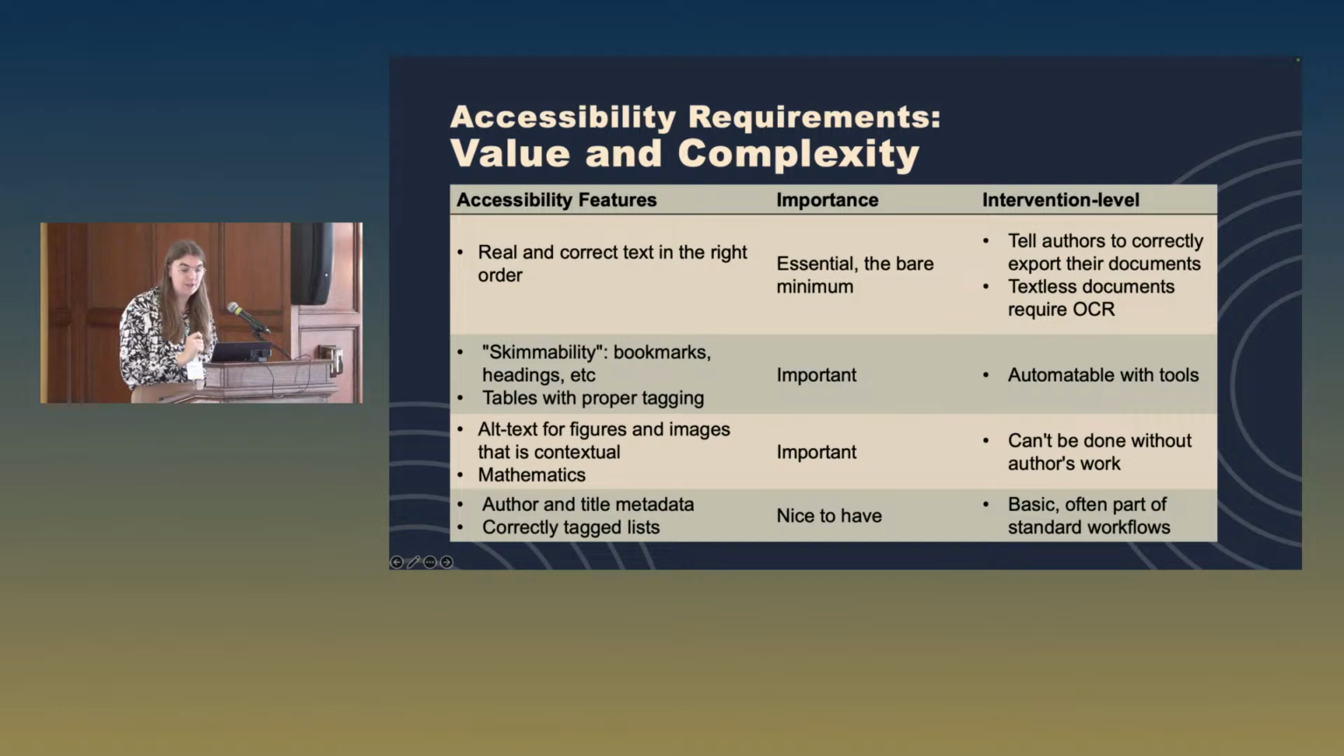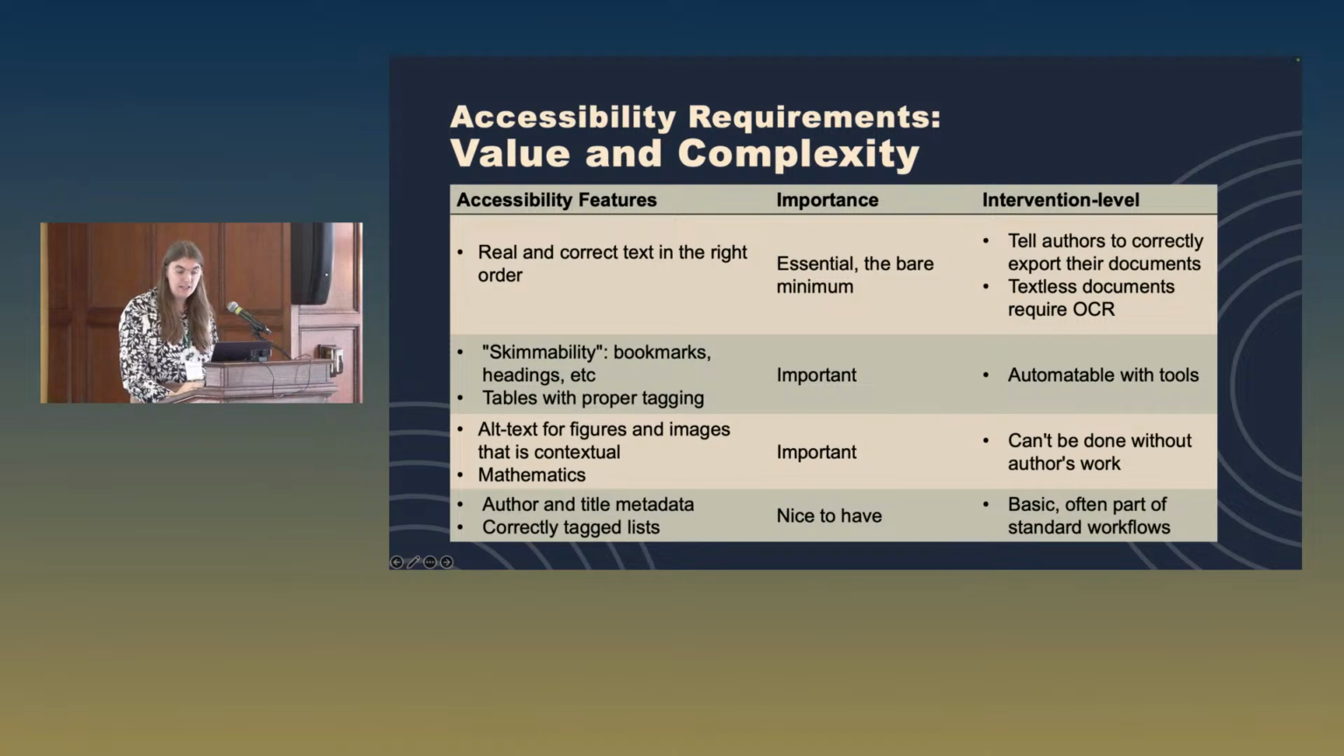The next most important pieces are skimmability features like bookmarks that was talked about. Also having correctly tagged tables. Then finally, there's the really hard but also important stuff like alt text and real embedded math. And last, there is a lot of nice to have features like author and title metadata and very specific tagging things for things like lists and links. I'm going to focus up especially on accessible math, because inaccessible math isn't talked about enough, and it creates barriers to basically every single financial and STEM field, not just pure math fields.